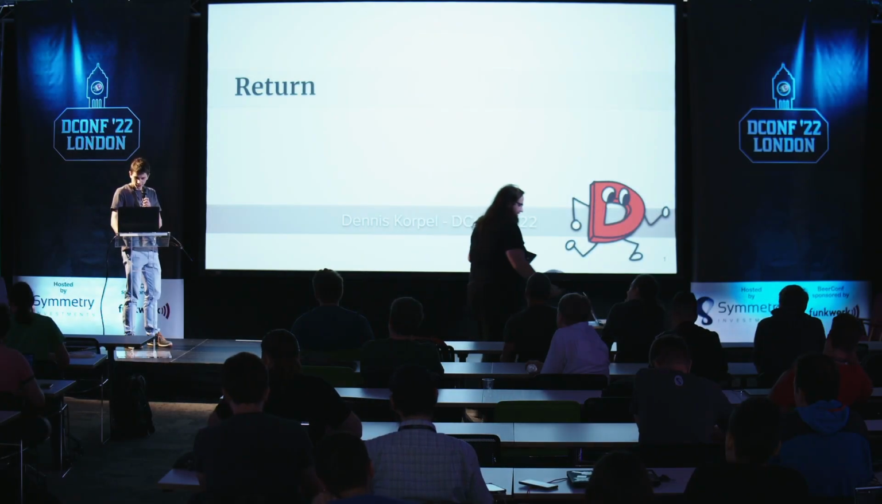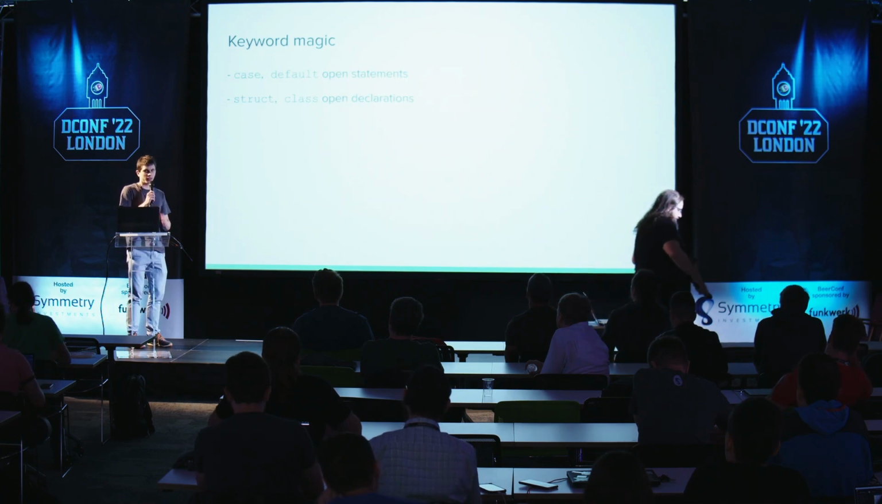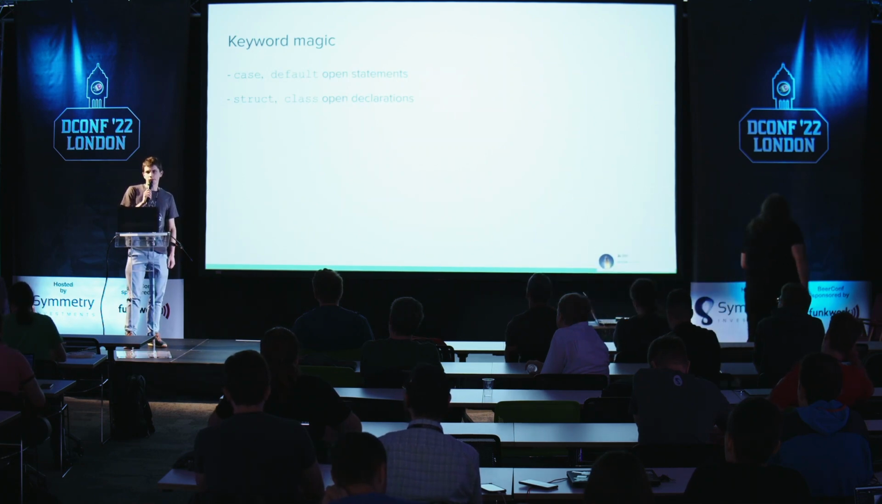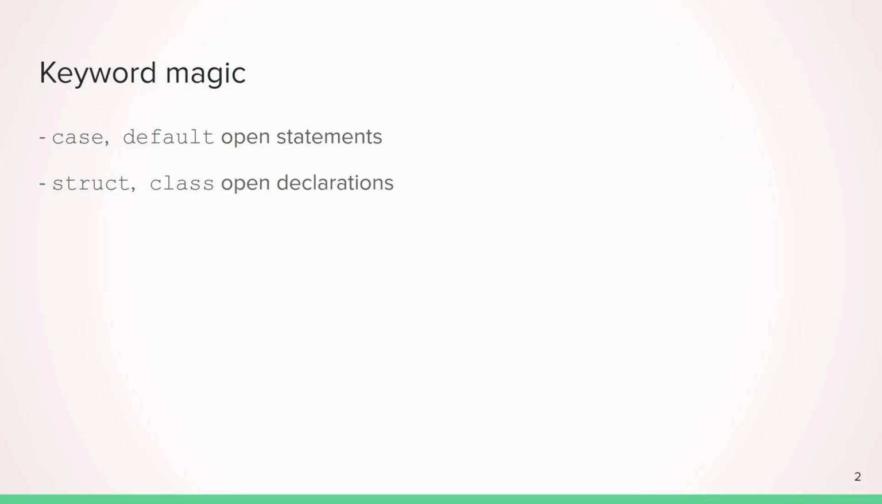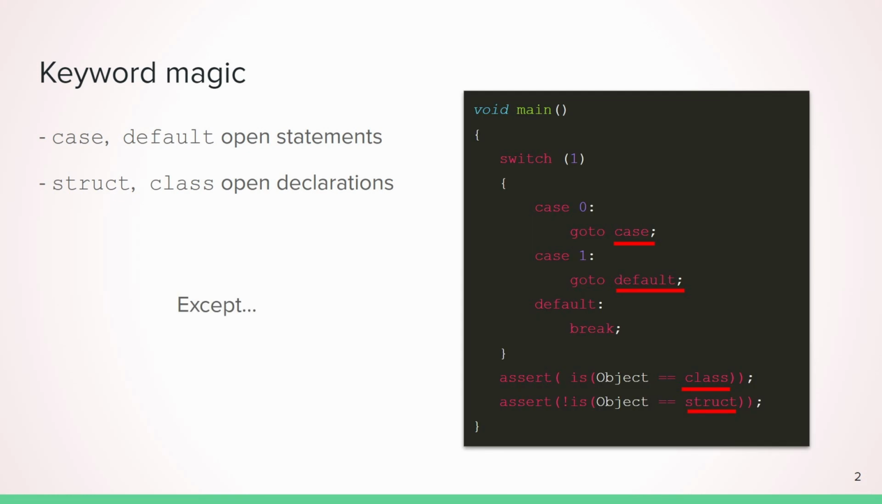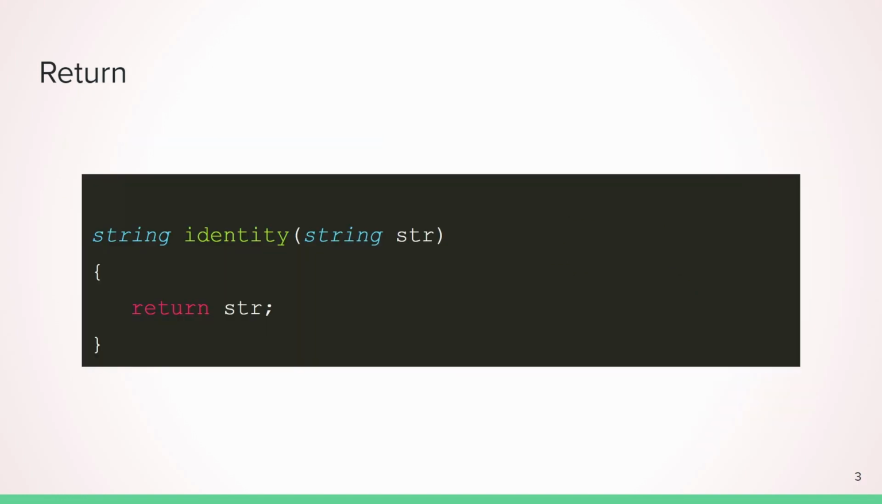All right. So when I was learning D, I was kind of surprised by the fact that there are some keywords in magic positions. I'm used to case and default opening a statement and struct and class opening a declaration, but in some locations you had goto case and goto default, or object equals class, and it kind of looked wrong, but it's something that D does sometimes, and yeah, you can do it. So let's talk about return, which is another one of those statements.